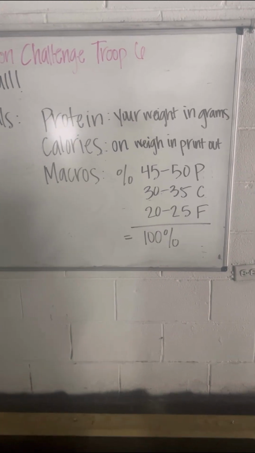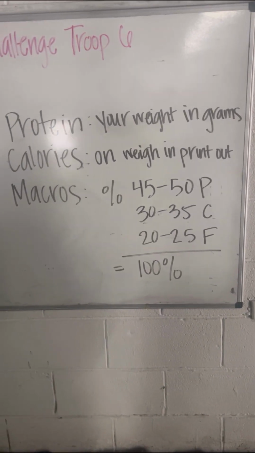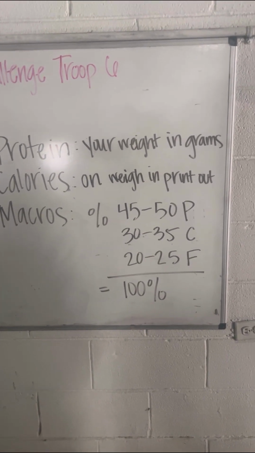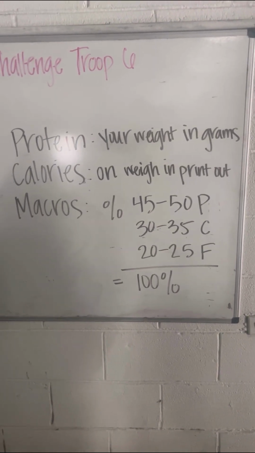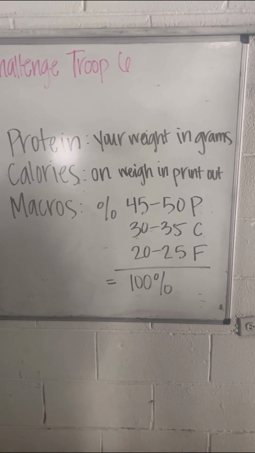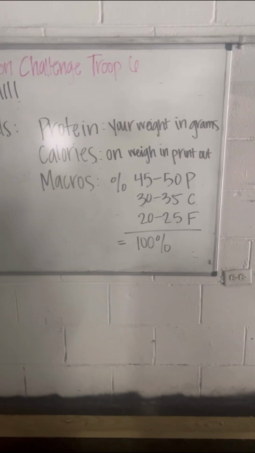So your protein will be somewhere between 45 and 50% of your daily caloric intake. Your carbs are going to be 30 to 35%, and your fats are going to be 20 to 25%, okay? Now, go set this up in your app.